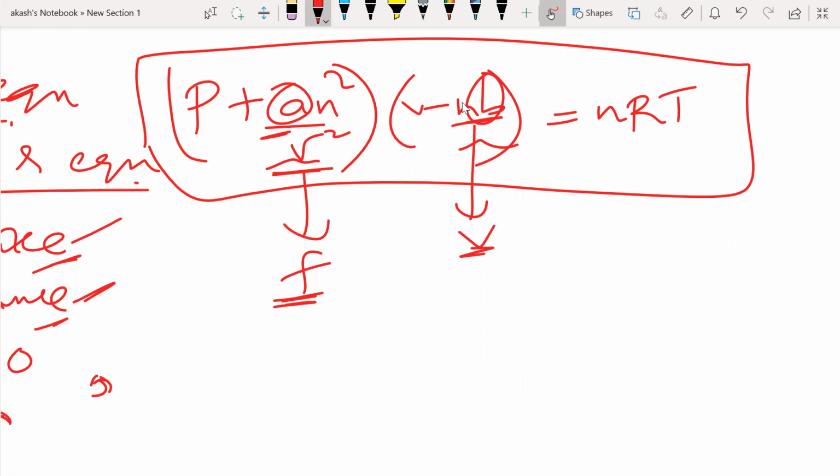Maybe you can tell me next class tomorrow what exactly this is. Or I may tell you, but I think it will be better if you just search for it. If I tell you everything, then what's the point? So this is your Van der Waals equation.